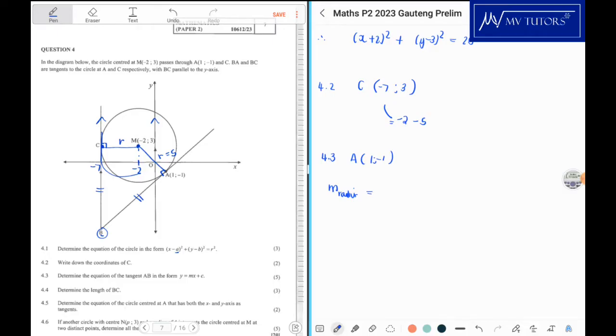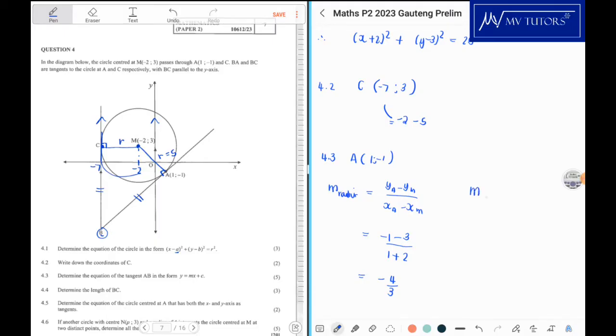Alright, so we're going to get the y coordinate of A minus that of M, not B. And then the x coordinate of A minus the x coordinate of M. So the y coordinate of A is -1, and that of M is 3. The x coordinate is 1, and that of M is -2, so that will be +2. So now we get -4/3. That's the gradient of the radius.